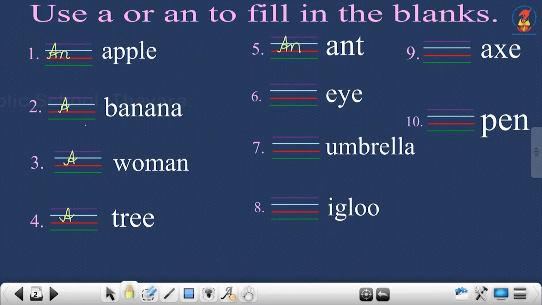Next comes I. I. What is I? It is a vowel. Right, children? So what are you going to write? Good. An I.